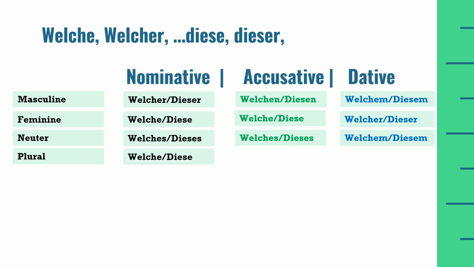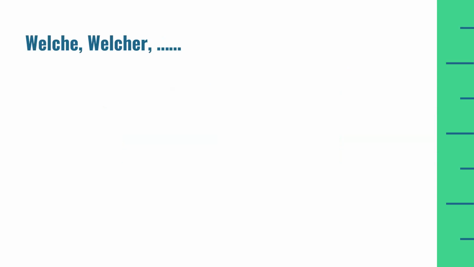In the case of plural, it will be welche and diese. In the nominative and also for the accusative, it will be welche and diese. In the case of dative, it will be welchen and diesen. So now let's have a look at some examples, first questions that we can ask by using the question word welche.